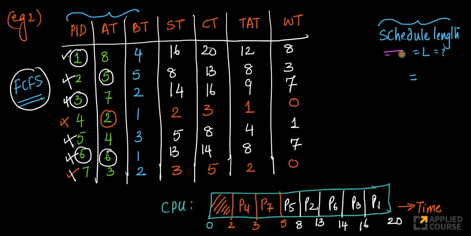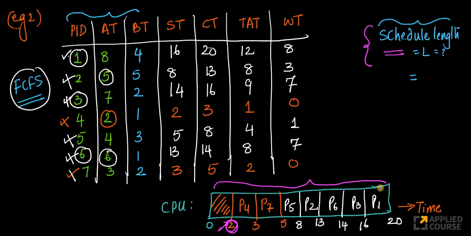What is the schedule length? What is the definition of schedule length? Schedule length is the total time it took from the time we started executing these processes to the time we finished all of them. Again, remember, many people make the mistake and say that the schedule length is 20. It is not 20, because we started executing the processes only at 2 seconds.